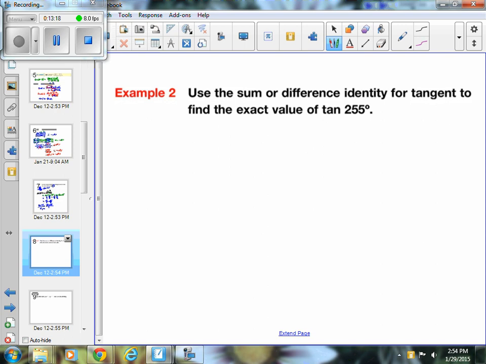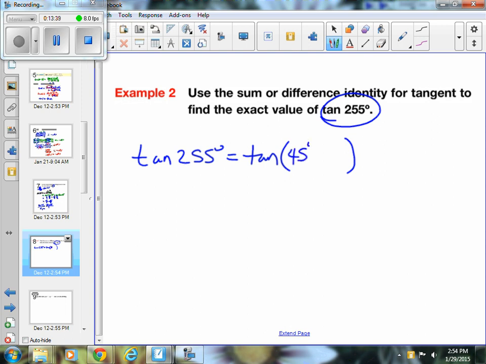Do the same thing. Tangent just presents us a little bit more arithmetic, but we can do the same idea. 255, definitely not a special value angle, but if we can write it as a sum or difference of two angles that are, then we can use our sum and difference formulas. So let's see if we can come up with a pair that adds or subtracts to 255. I was thinking 45 plus, find on your unit circle, how about 210? Those are both special values.